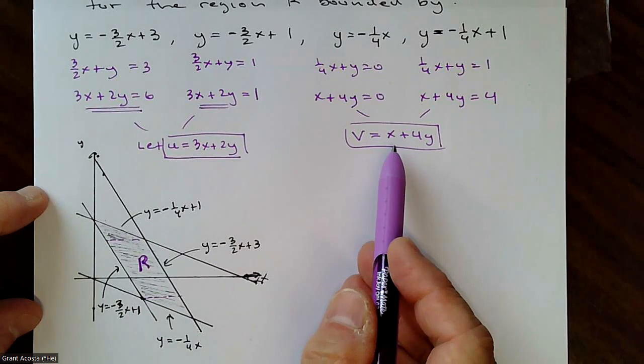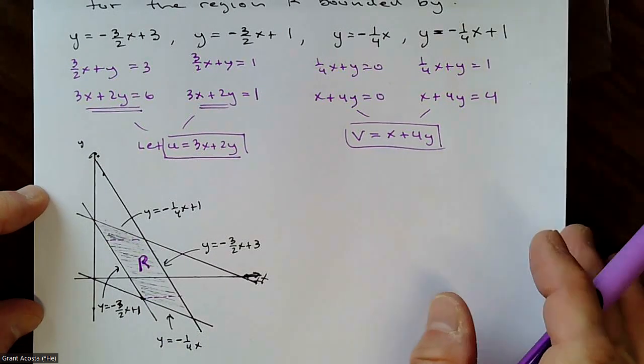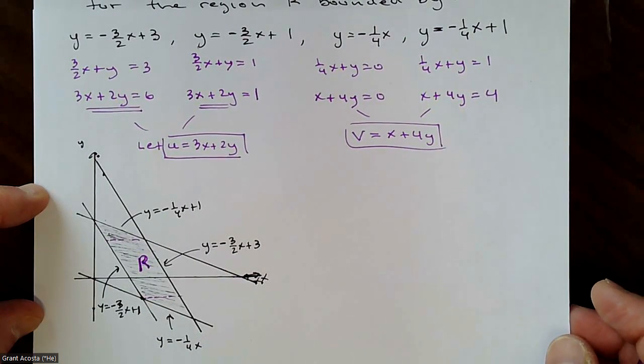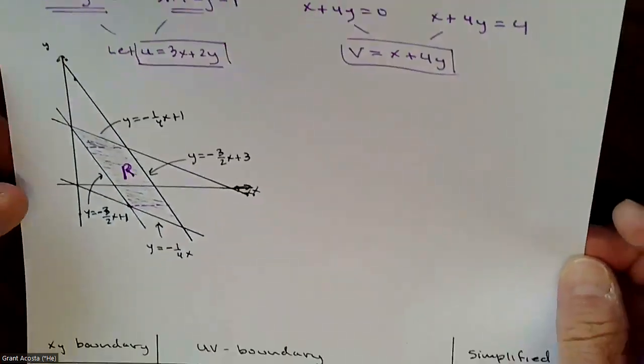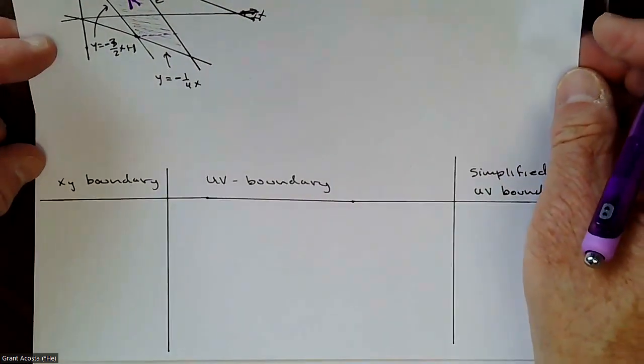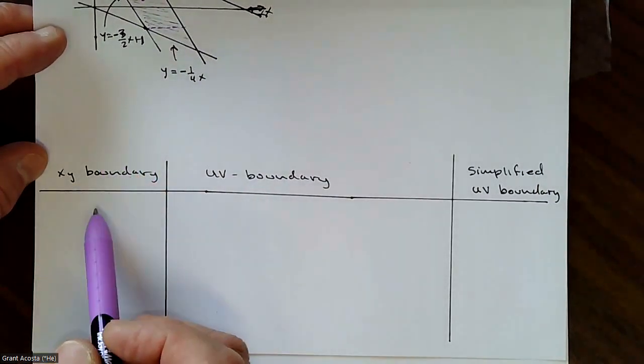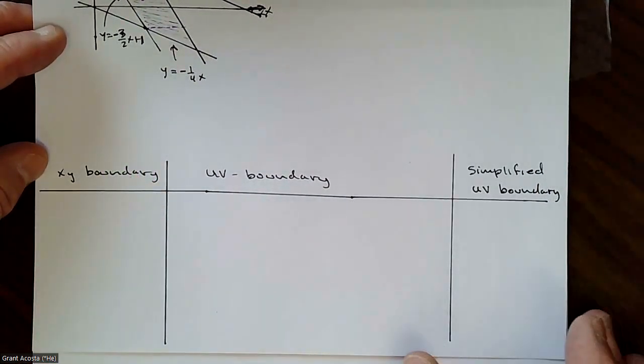Now, we have a couple things to do. We do have to compute the Jacobian, but maybe at this point, it would be a good idea to talk about the boundaries here, right? We had 4 boundaries. A typical problem, we have to take all 4 of those boundaries and convert them to UV boundaries.